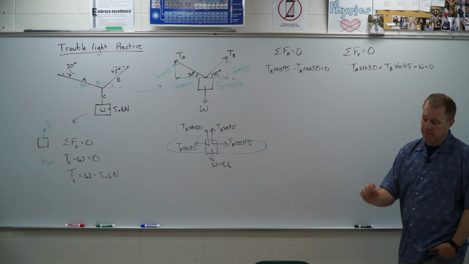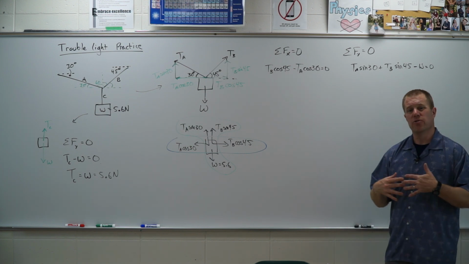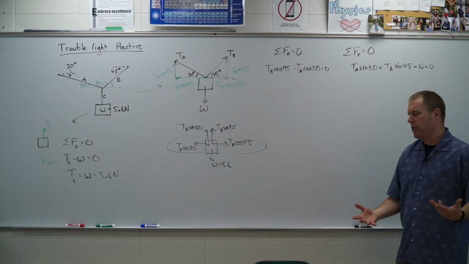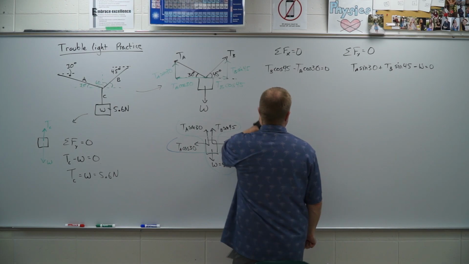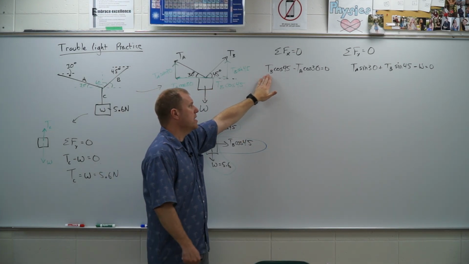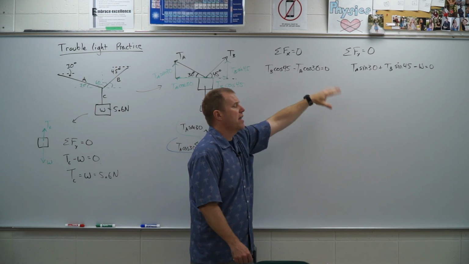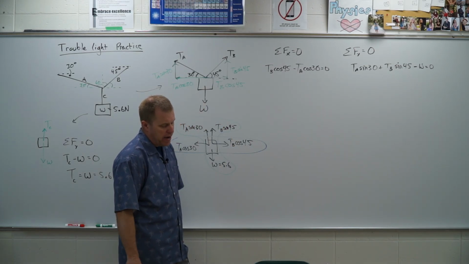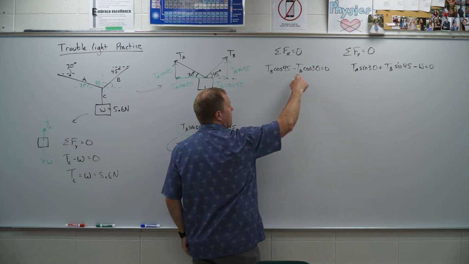A little bit further down on this page, I'm going to teach you how to put it into a matrix and solve it that way. But first, I'm going to show you how to solve it algebraically. Okay. So if I have two equations with two unknowns, I'm going to solve one equation for one unknown in terms of the other, and then I'll substitute in. So in this example, I'm going to go ahead and solve for TA first.